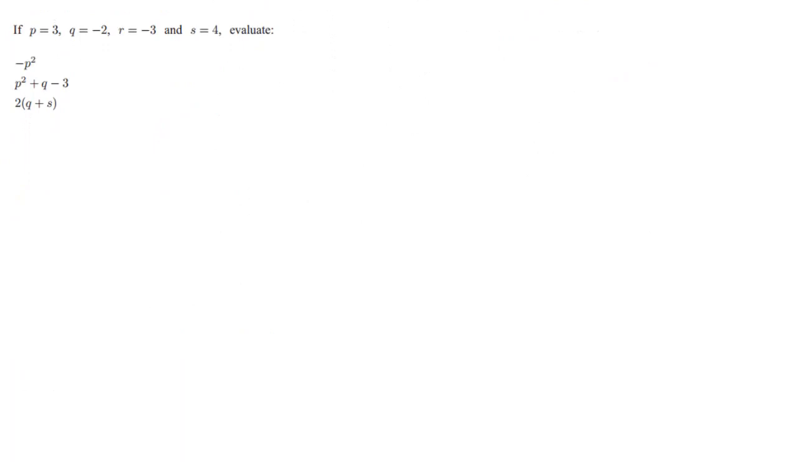Let us take some more sums. If P is equal to 3, Q negative 2, R negative 3, and S 4, evaluate, find the value of. The first one is negative P square. So we have this negative P square. So we have negative P multiplied by P, in other words. And now let us substitute the values. The value of P is 3. So we have negative 3 multiplied by 3. And we know a negative 3 multiplied by a positive 3 is a negative 9. Because 3 3s is 9 and plus and minus is minus.